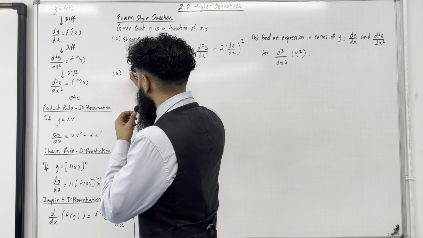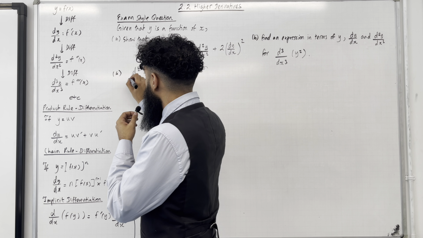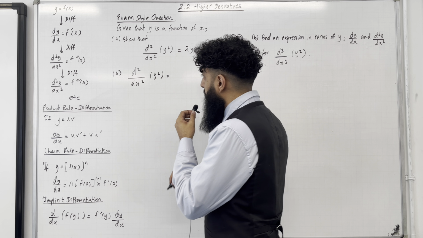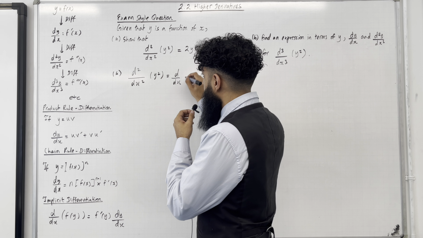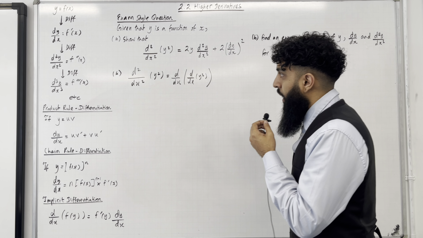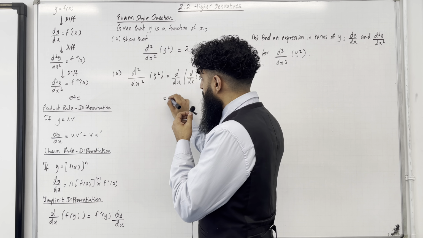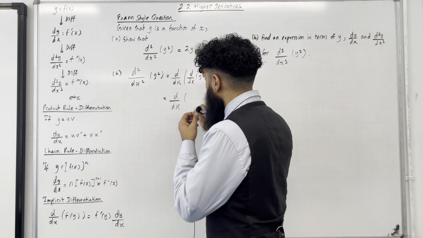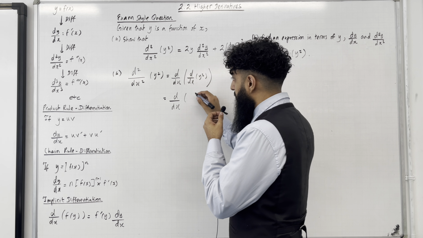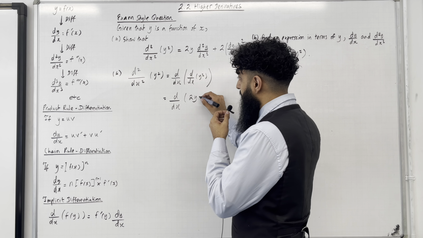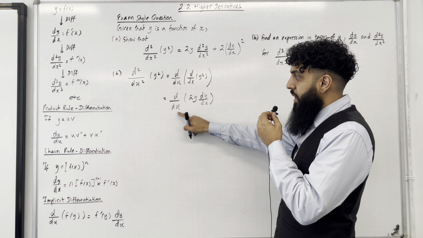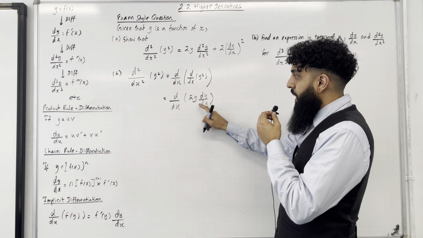So in part A, we want to work out d to the power 2 over dx squared of y squared. We can rewrite this as d over dx of d over dx of y squared. If you differentiate y squared with respect to x, you differentiate the y squared as normal, so it becomes 2y, but then you have to stick in dy over dx. So now we want to differentiate 2y dy by dx with respect to x.